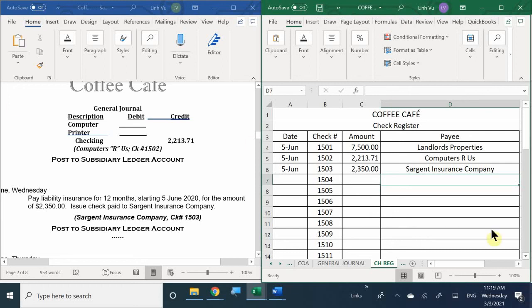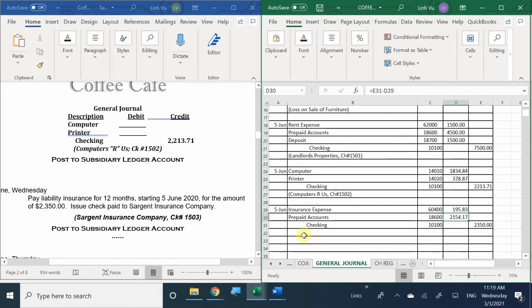Okay, now let's go back to my journal because now I know what number I used. I used check number 1503. So in this case, I'm going to indicate two things: who my vendor is, which is Sargent Insurance. In here, you can abbreviate company as co. And I wrote a check number, 1503. All right, so that is going to be the completion of my journal.